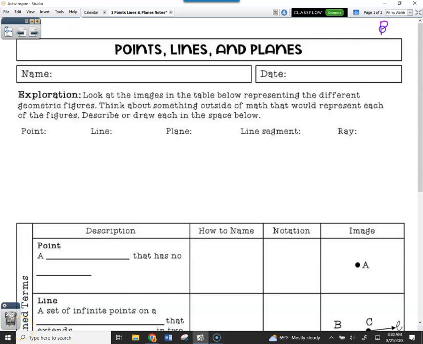We said this is page 16. We're talking about points, lines, and planes.